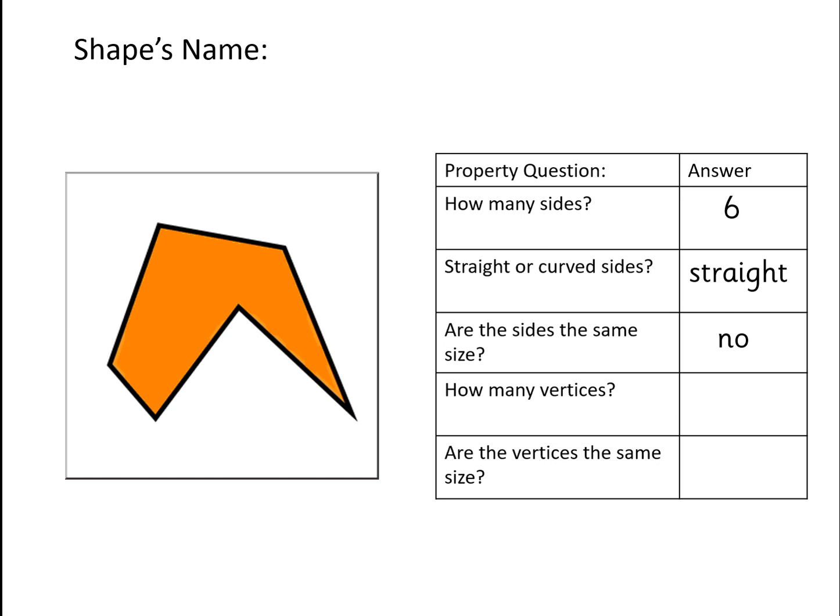Vertices? Pretty certain it's going to be 6 again, and that's right, because it's the same as the number of sides. And are the vertices, are these angles the same size? No, they're not. That one's massive. This one's quite small. This one's tiny. So no, any idea what it's called? That's right, it's another hexagon. This is an irregular hexagon.